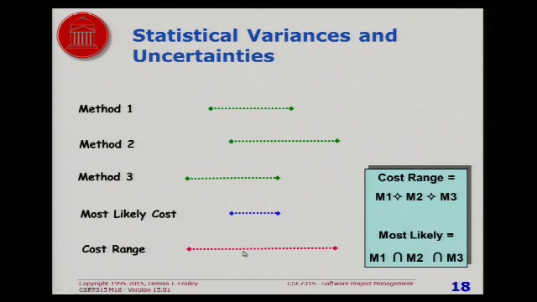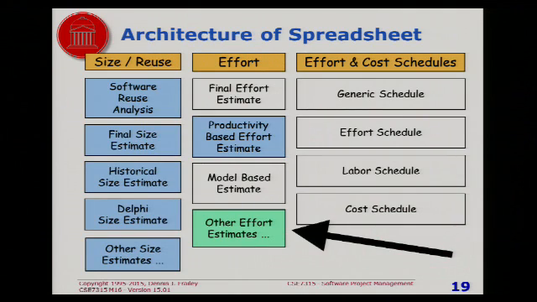So what you're saying here is, if you showed this to a boss who understood these matters, you would say, I think the most likely result is in this range, but it's possible to be in this range. And that would help you with your risk management. When we talk about risk management, we'll see how you might factor that into your planning. All right, now let's talk about some other effort estimating methods.